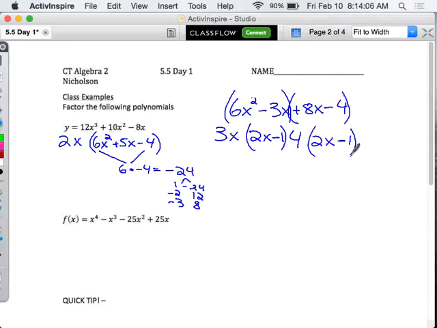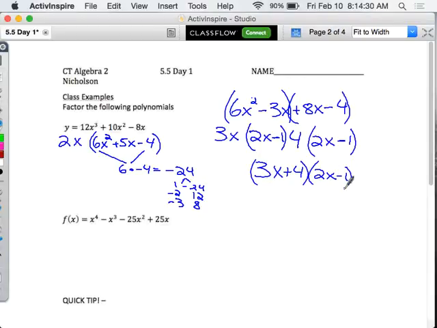Check. If you did it correctly, then your parentheses will match. Do they match? 2x minus 1, 2x minus 1. Yes, they do. So the last step, clean it up. So we have 3x and 4, so put those together. And then bring down your parentheses, 2x minus 1.